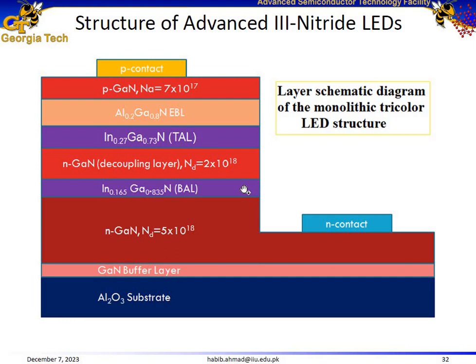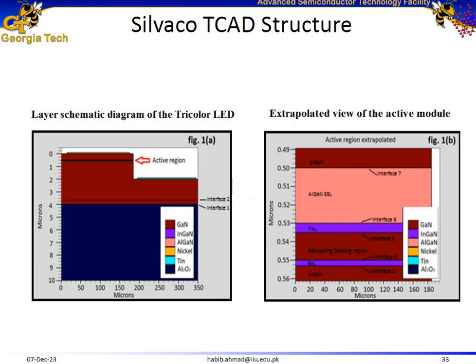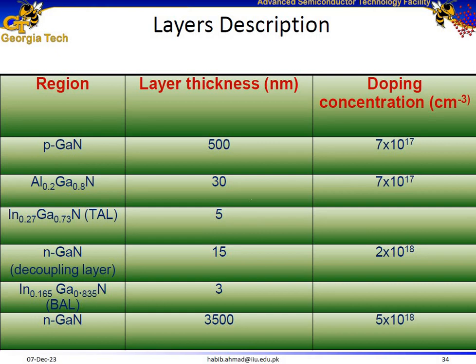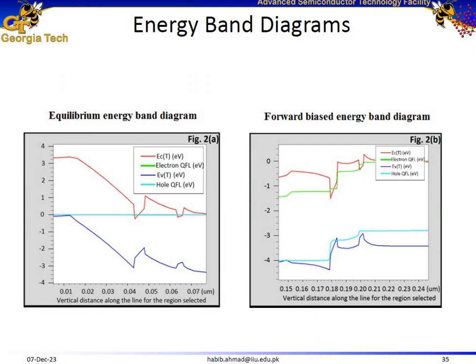This indium gallium nitride layer results in the emission of blue light, and this indium gallium nitride layer, which has indium content of 27%, results in yellow light, and the combination of blue and yellow light actually results in white light. So I actually tried to design a gallium nitride based LED resulting in white light. Here are the Silvaco TCAD diagrams of the same structure, and here are the layer descriptions, the layer thicknesses and doping concentrations of each layer in the structure.